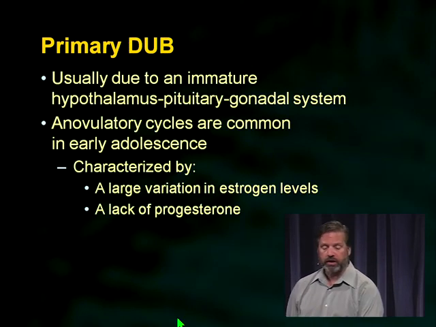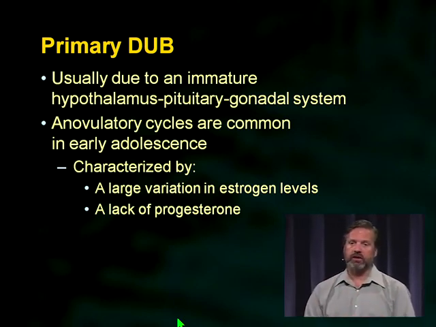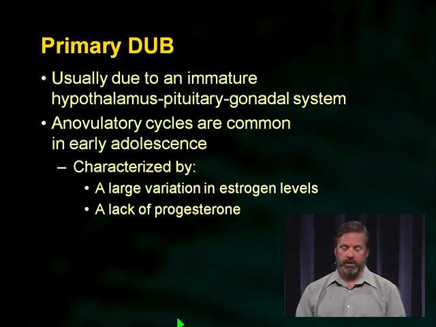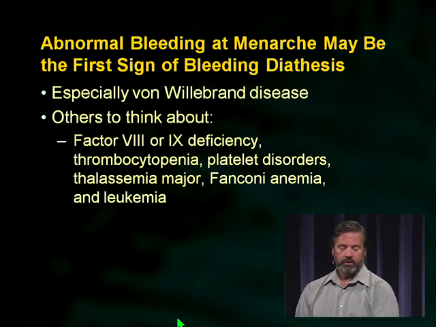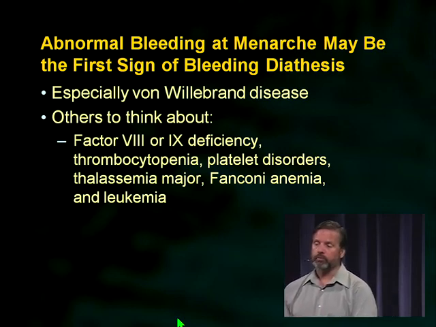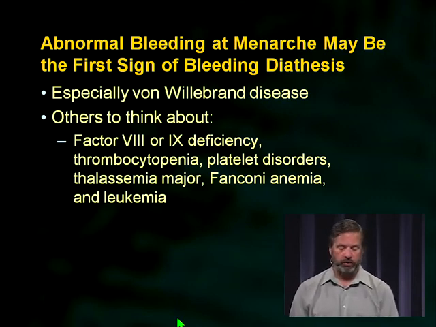But for primary, it's usually an immature axis, and usually just with the maturity of the axis, the problem goes away. So it's common in younger women. For secondary, it's usually a disorder of coagulation. And you need to think about the possibility of underlying disease processes that involve the other organs within the system. But the most common one that might present as a bleeding diathesis is von Willebrand's disease. So problems with menses might be the first presentation through which you diagnose von Willebrand's disease.